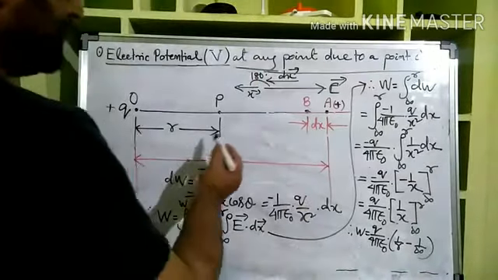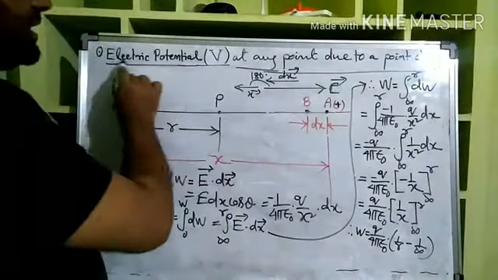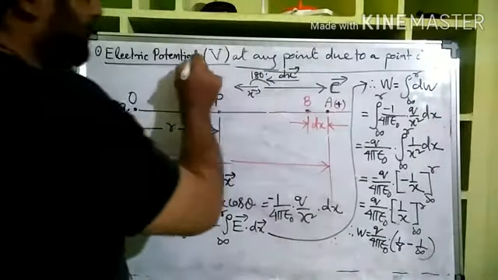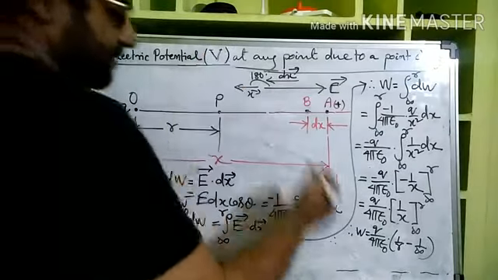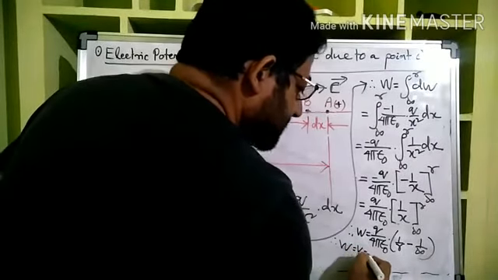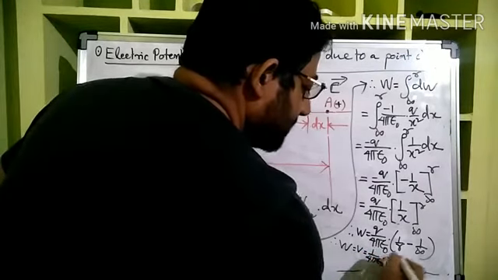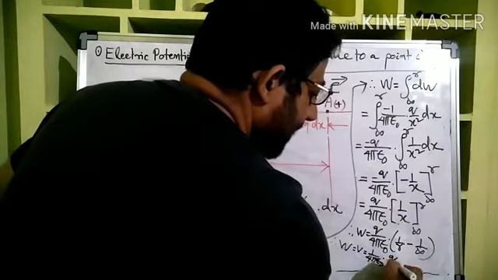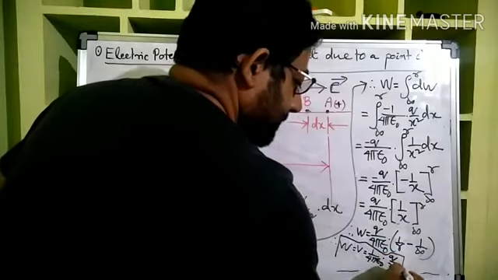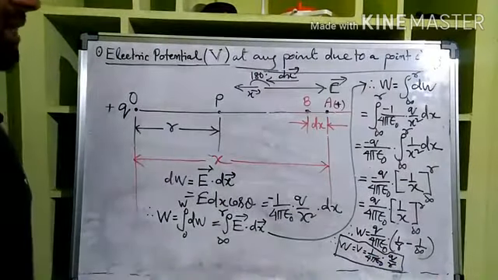But the work done in moving a unit positive charge from infinity to r is called electric potential at any point due to the point charge. Therefore, the symbol of that is V. So this work done, or that only is called V, is equal to 1 by 4 pi epsilon naught q by r. Is it clear to everybody?